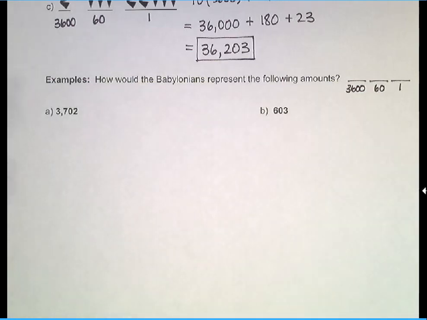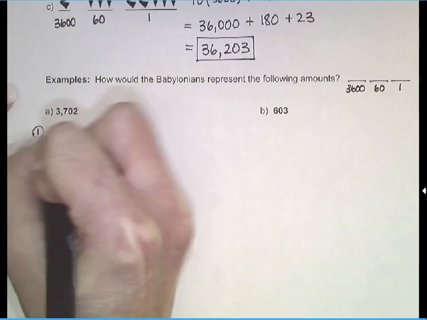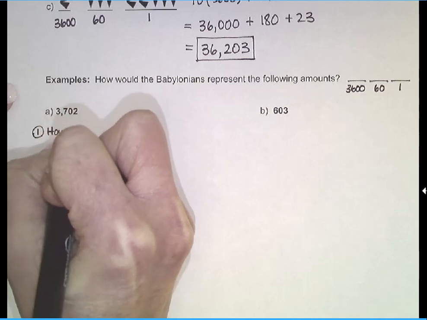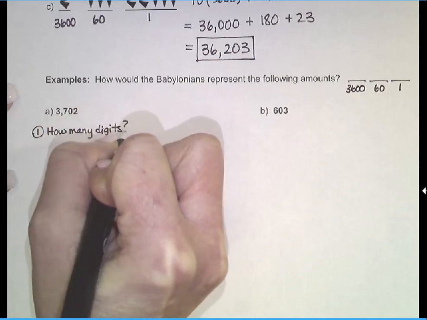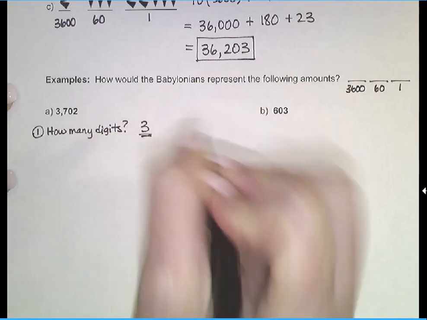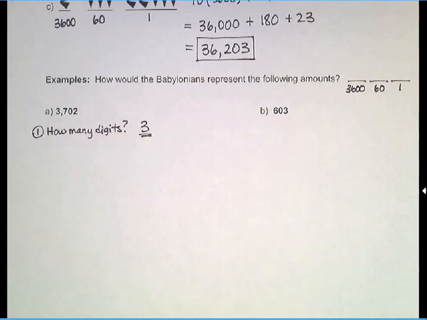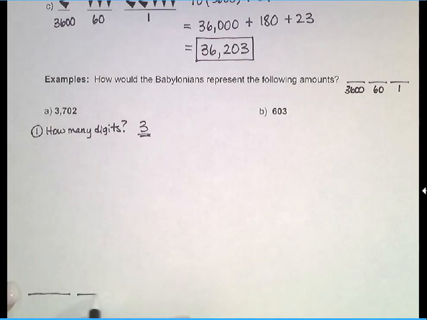So the first thing you're going to say is, how many digits? That's the first thing, and we're going to need 3 digits. So I'm going to draw down at the bottom. I'm going to draw our 3 digits. 1, 2, 3. I'm going to fit our final drawing in here, but I'm going to go ahead and set up 3 digits.